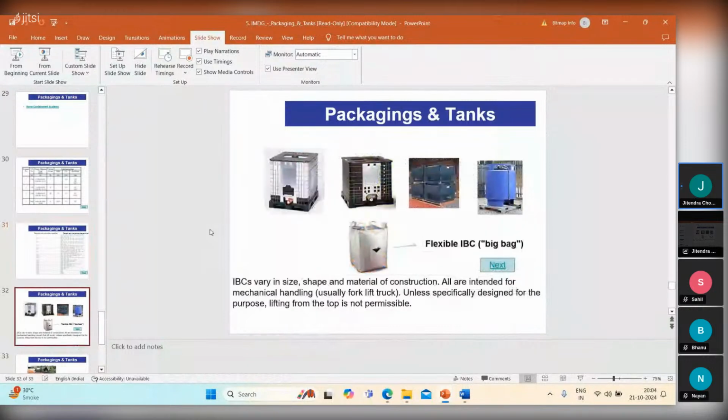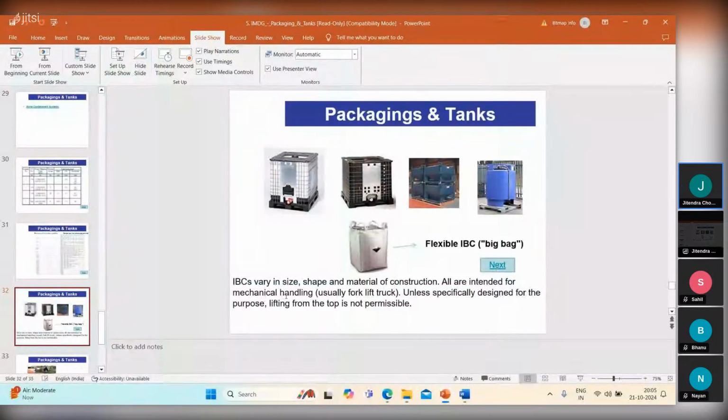So you see here, it's a flexible bulk container, IBCs, integrated bulk container, big bag. So this is a small integrated bag, which varies in size, shape, and material of construction, intended for mechanical handling.